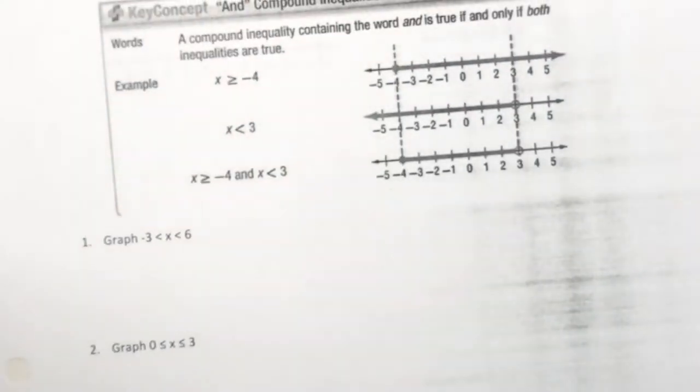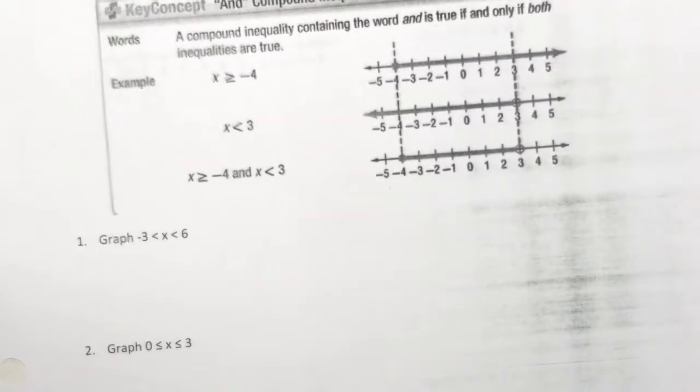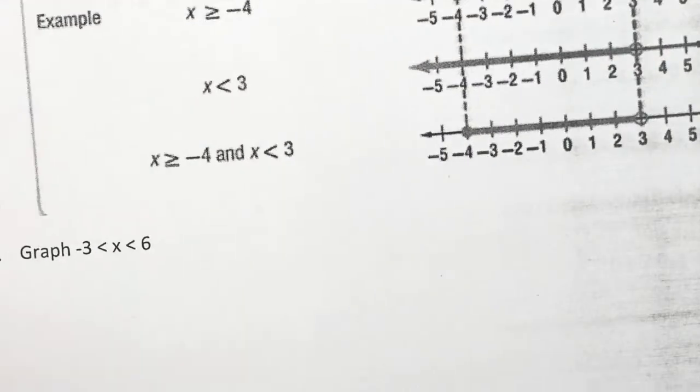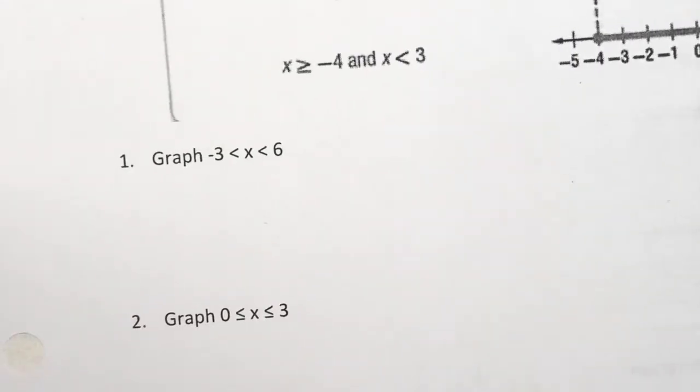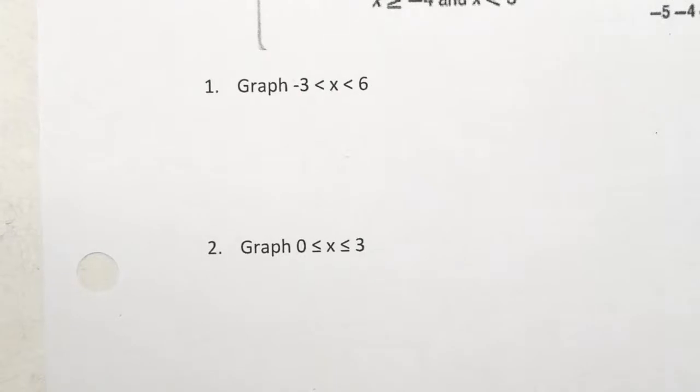Compound inequalities. So, the easiest way, until we get used to graphing compound inequalities without breaking it up, is breaking it up. Notice how this first one has two inequality signs? Okay, so we're going to break it up into two separate inequalities, then graph them, and then combine them.